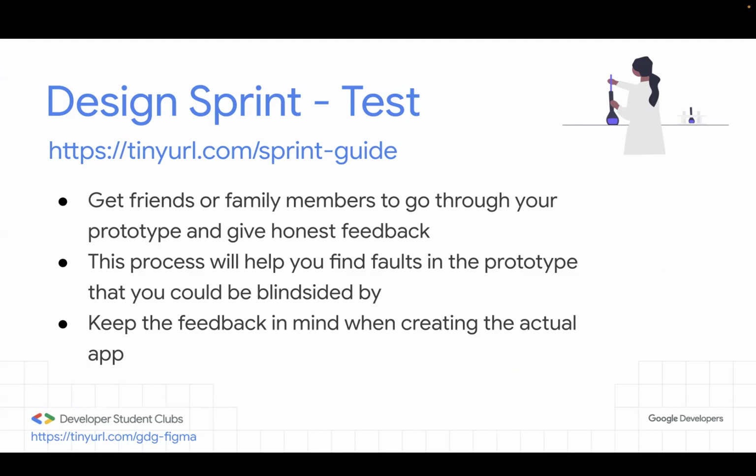You can't do this. I don't know how to use it. Rather than investing all that effort into code and then having to scrap it, you can do it with Figma, right? It's so much easier to delete a square than delete a line of code and redo it. So you can keep on iterating, giving this design sprint and testing it out.